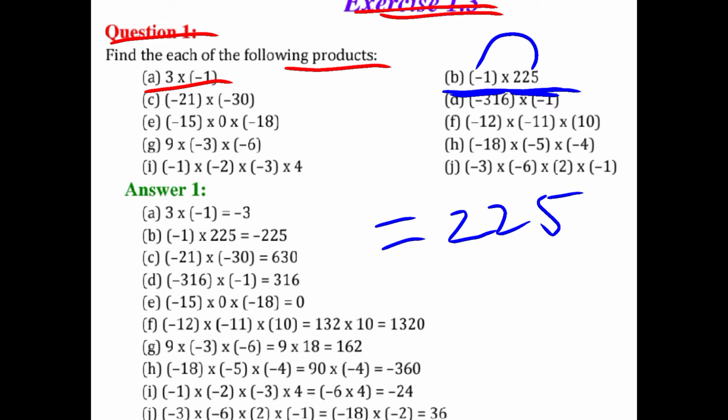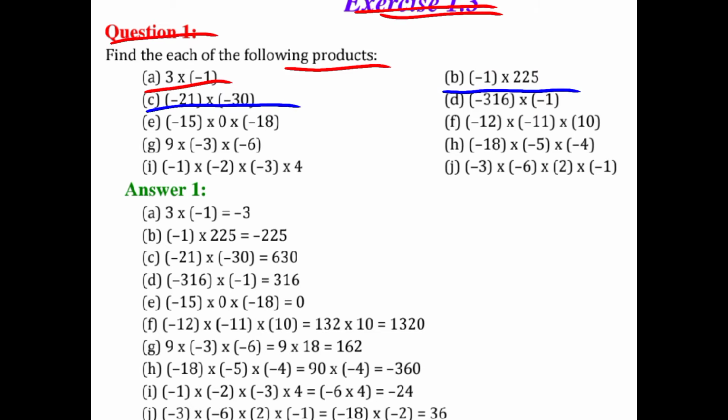The number which does not have a visible sign carries a positive sign. So signs here are different, right? So the sign of the product will be negative, so it is minus 225.